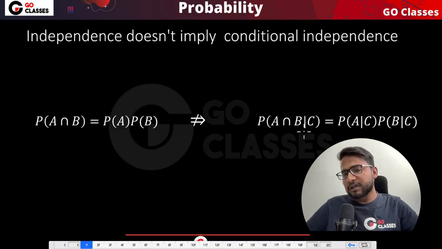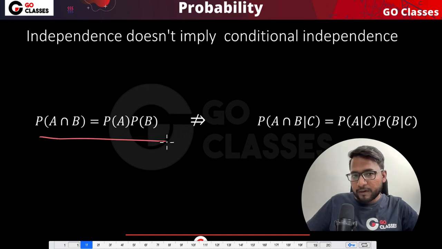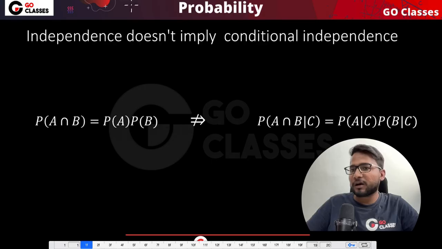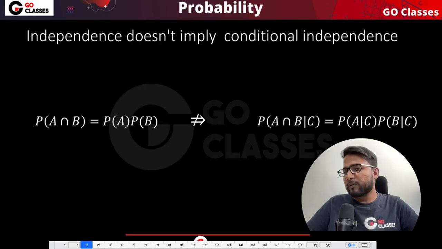Now, we have already seen with the examples that it may happen that given C they become dependent. So if two events A and B are independent, then it doesn't mean that given any other event, let's suppose C, they are also independent, right? That we have already seen.